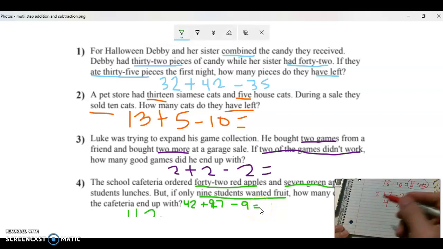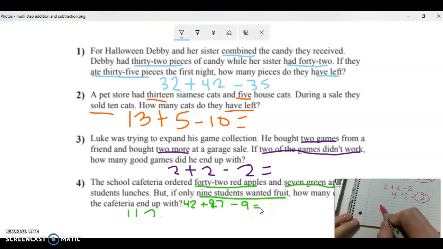Okay, so I'm going to go over here and solve. I'm going to solve 42 plus 7. That tells me how many apples they started with, and then only 9 kids wanted them. 42 plus 7, ooh, that's 49. 49 minus 9 is 40. They ended up with 40 apples.